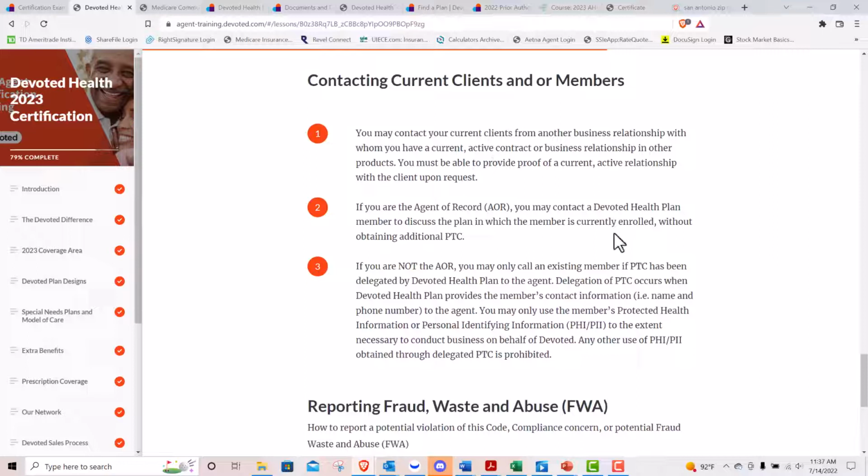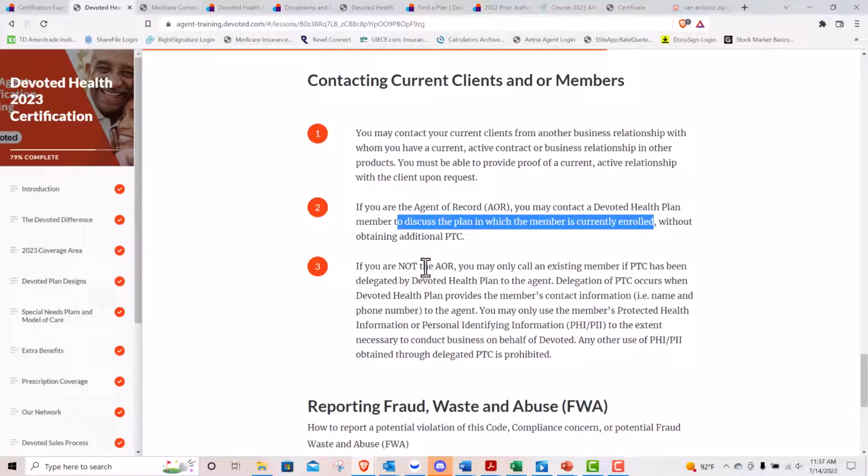If you're the agent of record, you may contact a Devoted Health Plan member to discuss the plan which the member is currently enrolled in without obtaining PTC, of course. So if you are talking to someone and you want to discuss the plan they're currently in, you don't need permission to contact.